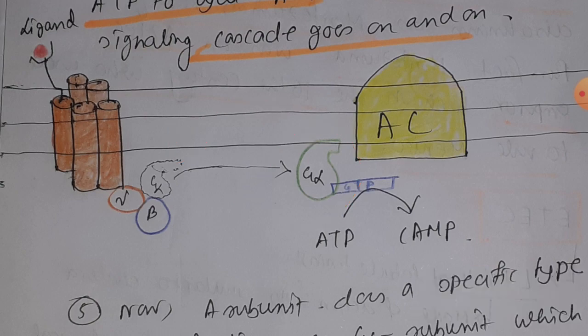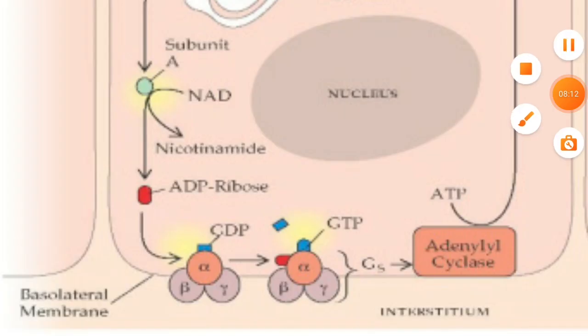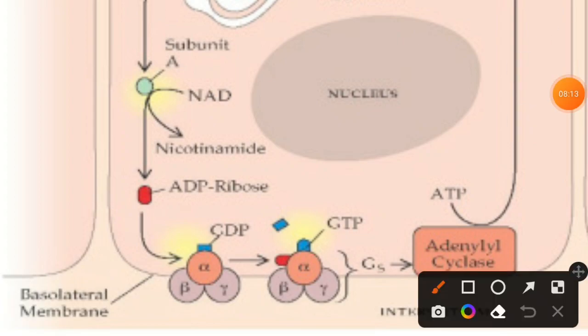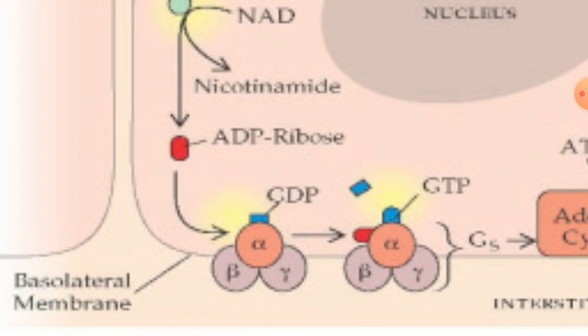Now let's talk about what interference our heat labile toxin, along with Vibrio cholerae toxin, introduces. What they will do is, this A subunit will take an ADP ribose group from NAD. That means the A subunit is taking an ADP ribose group from NAD.